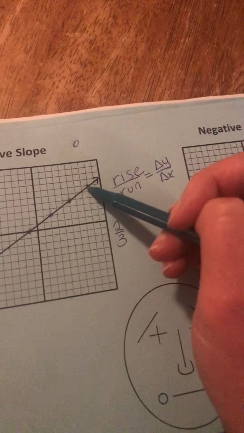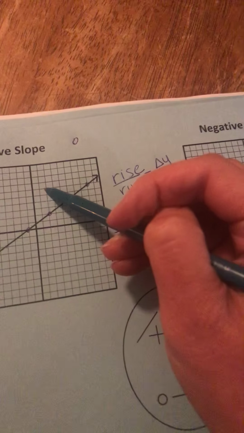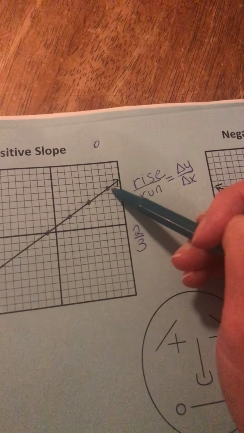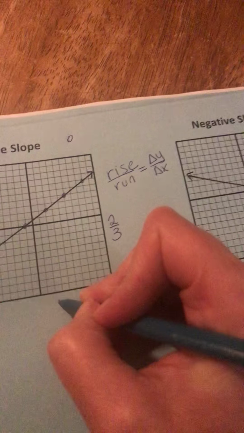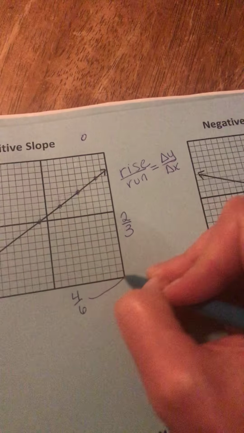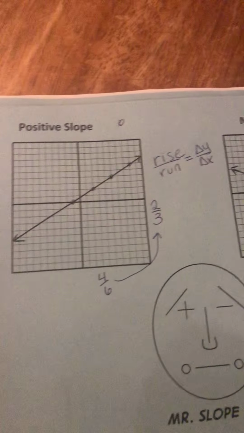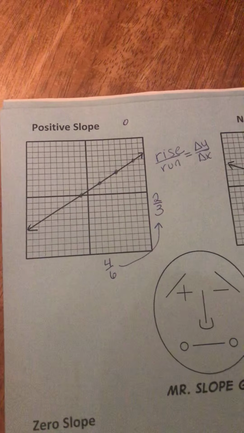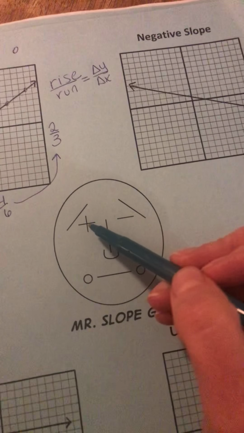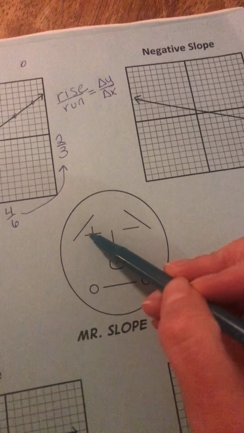Or if I picked these 2 points, I could rise 4 and run 6. And 4/6 still reduces to 2/3. So that's a positive slope. And on our Mr. Slope guy, there's our positive slope.